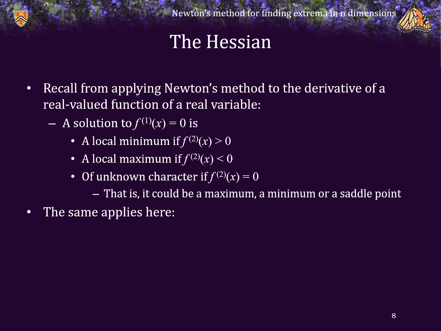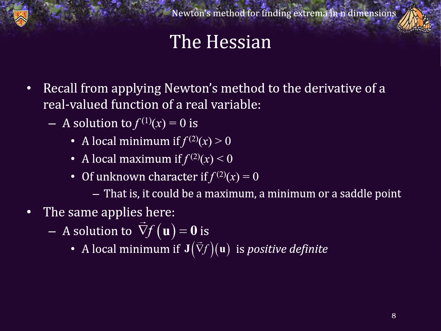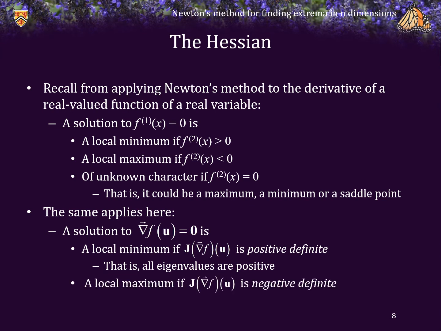Well, the same applies for functions of a vector variable. A solution to the gradient equaling 0 is a local minimum if the Hessian is positive definite. That is, if all of the eigenvalues of the Hessian matrix are positive, greater than 0, then we're guaranteed it's a local minimum. Because essentially we are guaranteed we have concavity up in all directions.